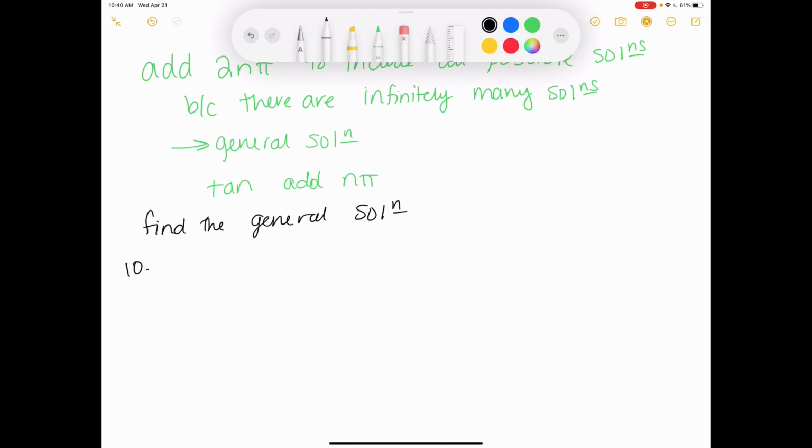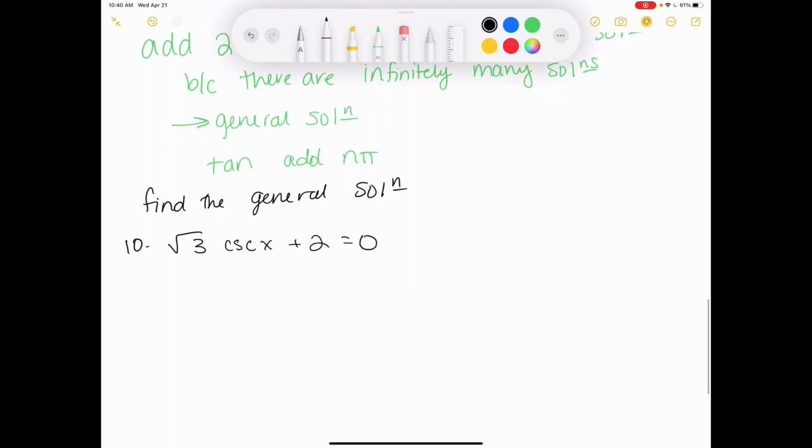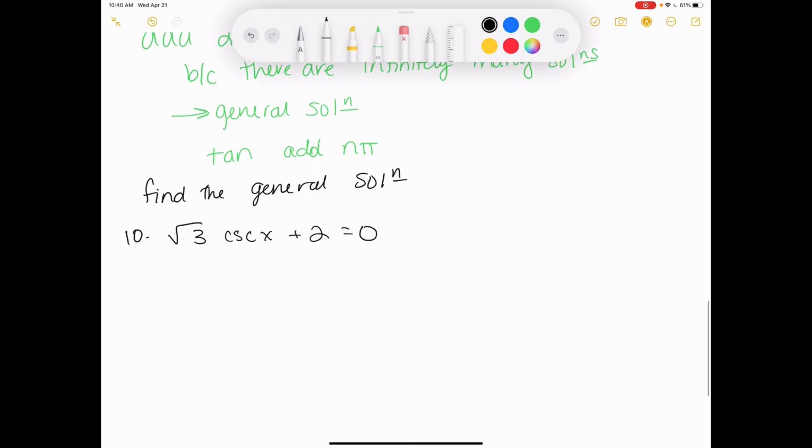Okay, so number 10 is the square root of 3 cosecant of x plus 2 is equal to 0. Okay, I just lied. The first one is cosecant. But we're going to treat it as sine, so it'll be fine. So you don't use the 1 over? Well, yes, we are, because we're going to treat it as sine. We're going to rewrite it as sine in just a minute. Not yet, but we will.